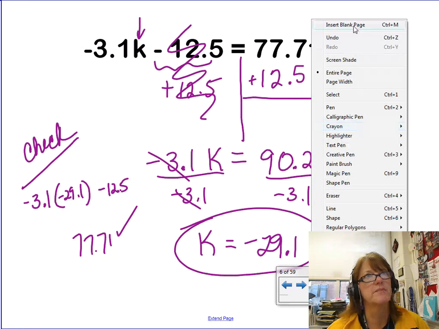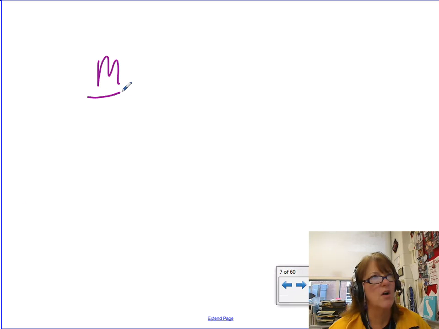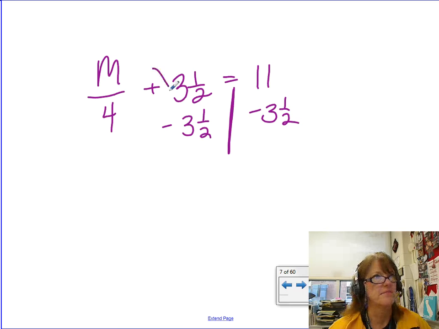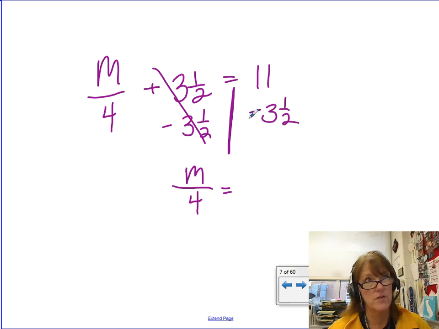All right, oops, there was one more here somewhere, I thought. We better make one up. Here we go. m/4 plus 3.5 equals, I don't know, what, 11? Okay, let's do that. Here's my variable, okay? The first thing we need to do is counteract 3.5. You have to be fair and do the same thing over there. Those are opposites, they go to 0. So I'm still left with m divided by 4. On this side, if you crank this out, you should get 7.5.